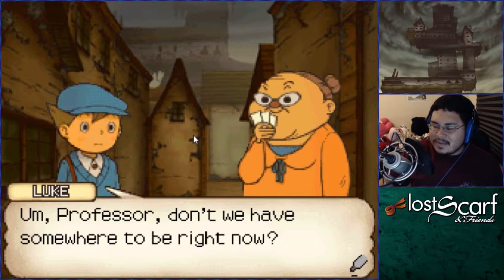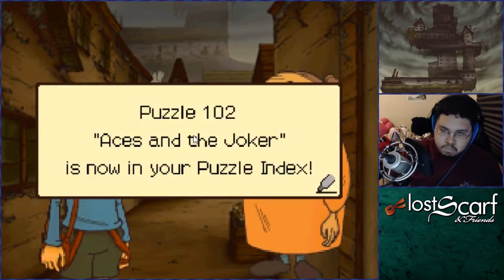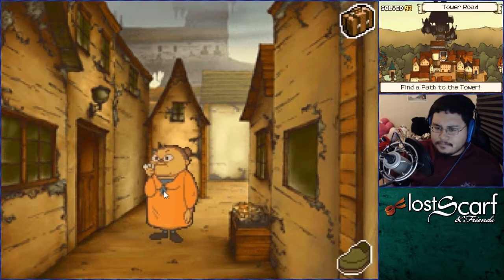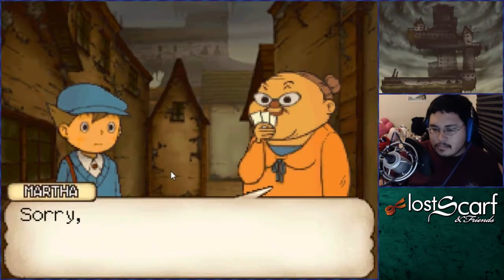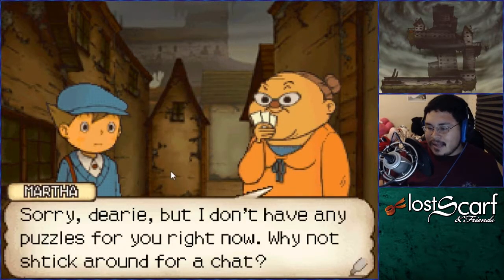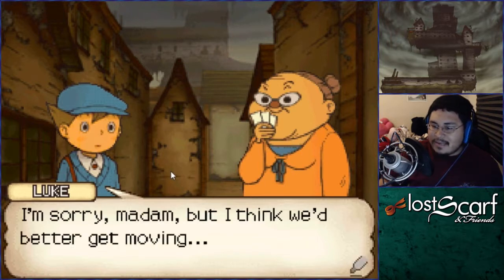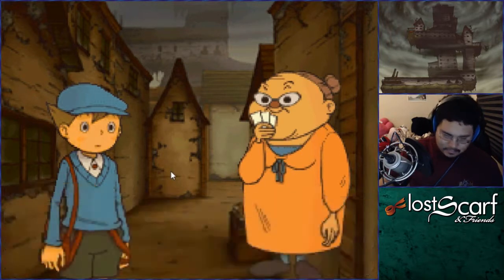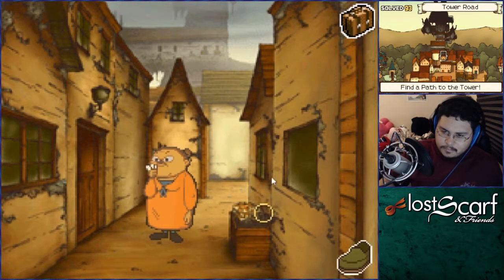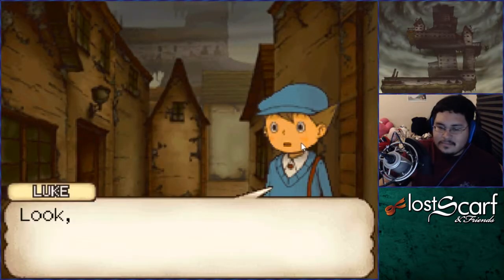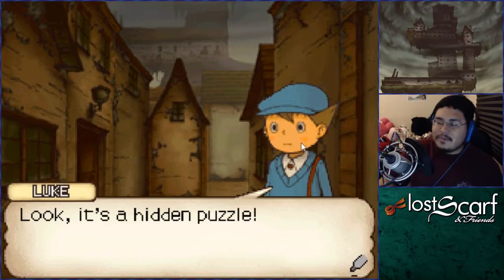Professor, don't we have somewhere to be right now? Maybe she has another puzzle? Sorry, dearie, I don't have any puzzles for you right now. Why not stick around for a chat? I'm sorry, madam, but I think we'd better get going. Oh, this window reminds me of a puzzle. Look, it's a hidden puzzle, Professor.